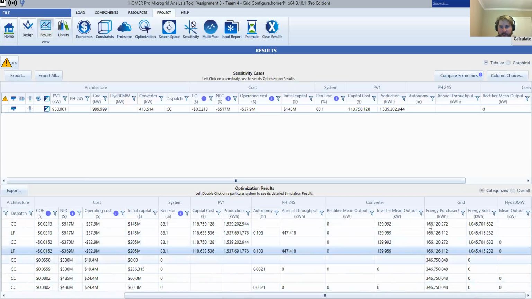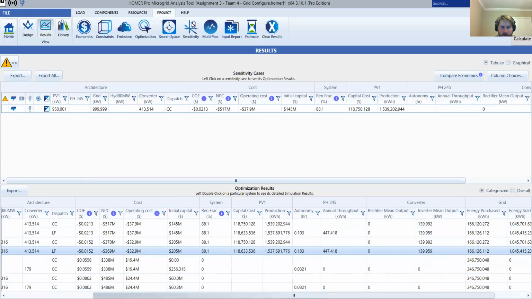The next one's the converter, so we can just ignore that. And then the last one is the grid. So the energy purchase, which is reasonably high, but it's probably realistic. And then the energy sold, which is dramatically higher. So I'll just scroll across back.